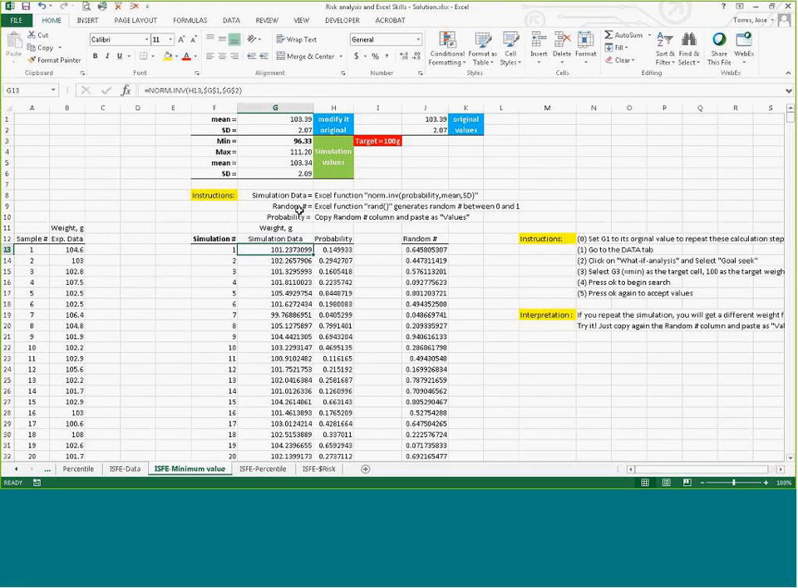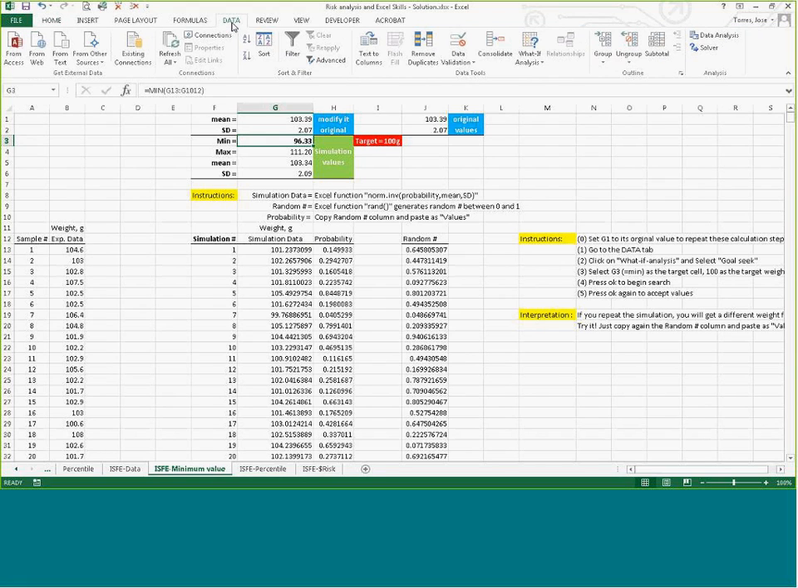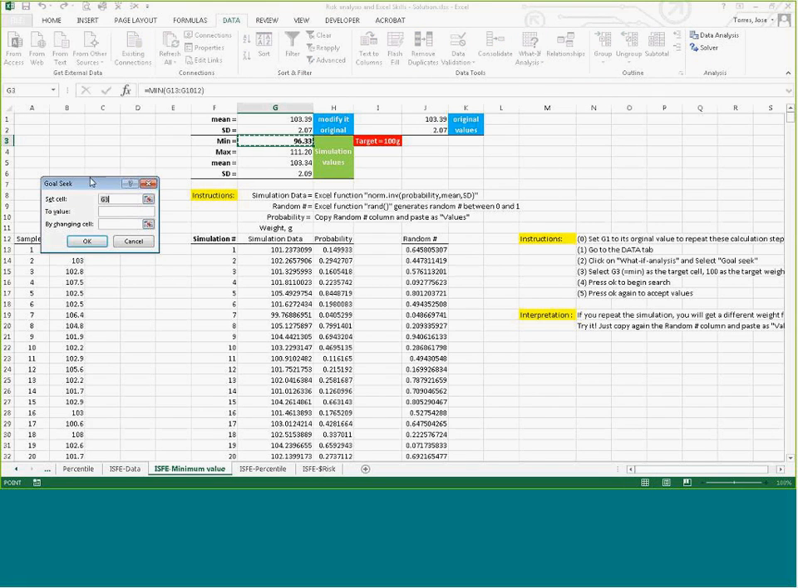What we do is change this mean, so this minimum becomes 100. Do that in Excel with data analysis. Set the cell value, and we want a value of 100.